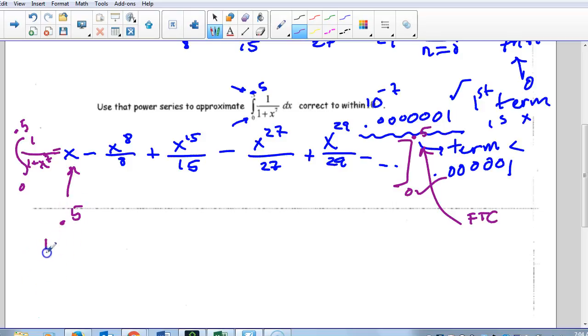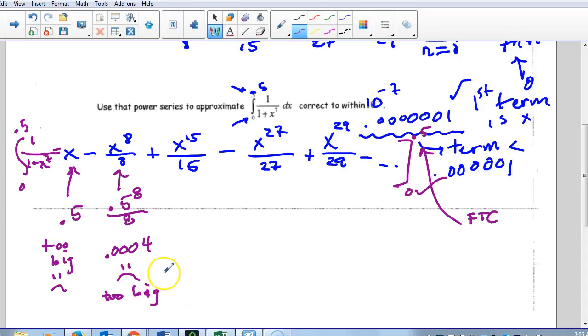So I'm going to plug 0.5 into x. That is too big, right? That is nowhere near 0.000001. So we can't stop at the first term. Let's try this one. I'm doing 0.5 to the 8th over 8, and I just care about the value, not whether it's negative or positive. If you do that in your calculator, you get 0.0004. You compare it to 0.000001 and you say, boo hiss, that's still too big. We need it smaller than the error.